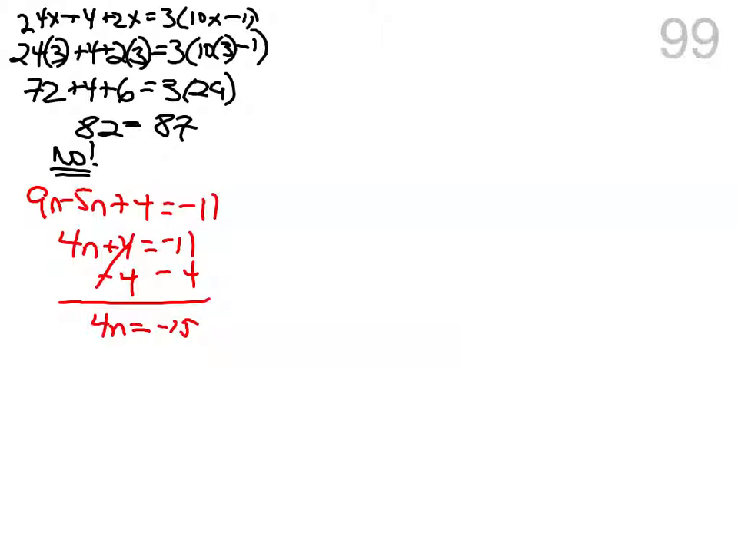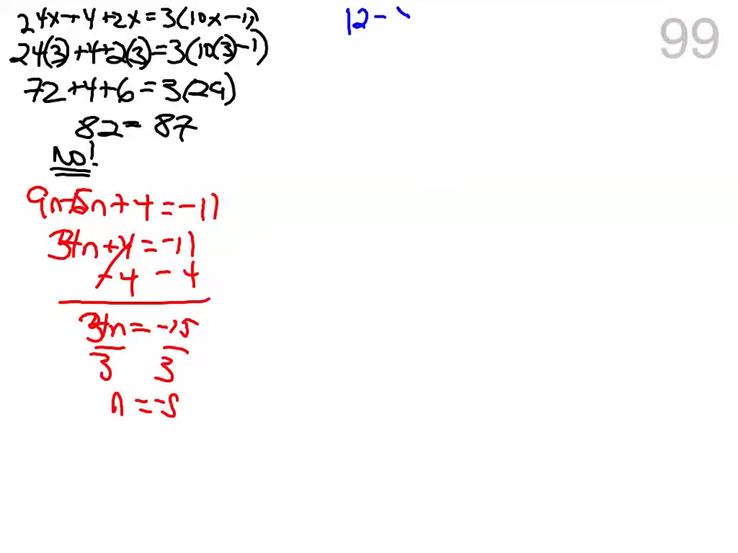Did I copy this wrong? Is this a 4n? Oh, this is 6n, I'm sorry. So that makes that a 3n, and that's a 3n. Then I divide by 3, and I get n is negative 5. Okay? All right, that's what I get for not putting my glasses on, which I'm about to do again.